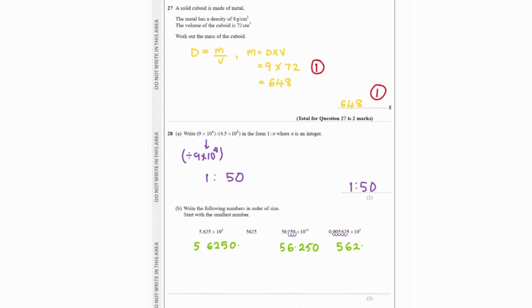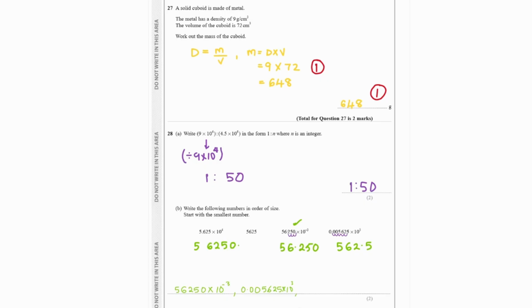Because these are now all ordinary numbers, we can check for the smallest number, and the smallest number would be the 56.25. And when answering the question, we would write the number as it has been given in the original form that it has been given in the question. So we would write this as 56,250 times 10 to the power negative 3. The number that follows would be the number in the hundreds place, which is the 562.5, which is given as 0.005625 times 10 to the power 5.